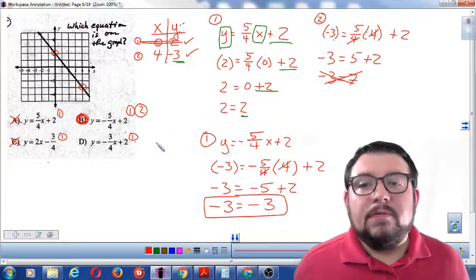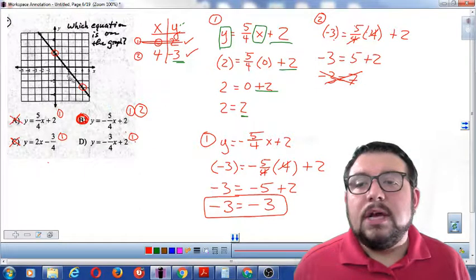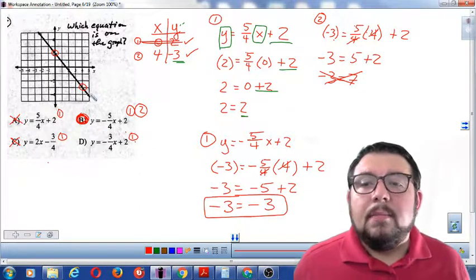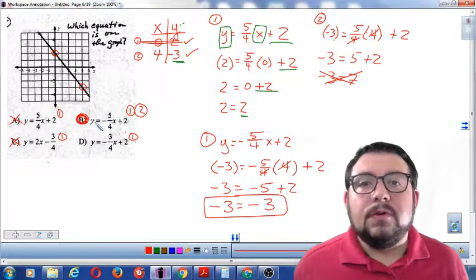All right, so hopefully you learned something today. We learned how to confirm the graph of a line by substituting number values for letter values. Very useful on an exam.